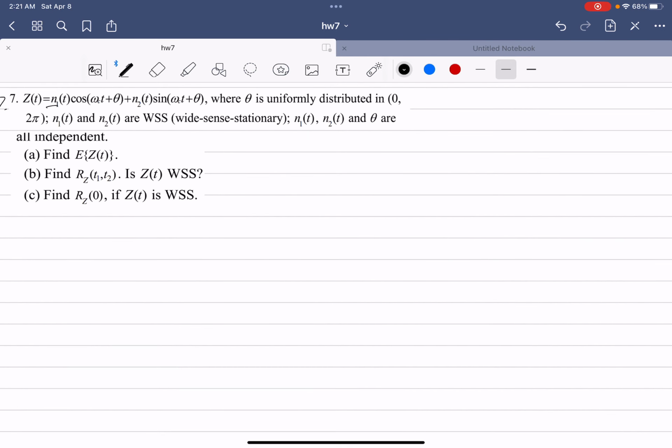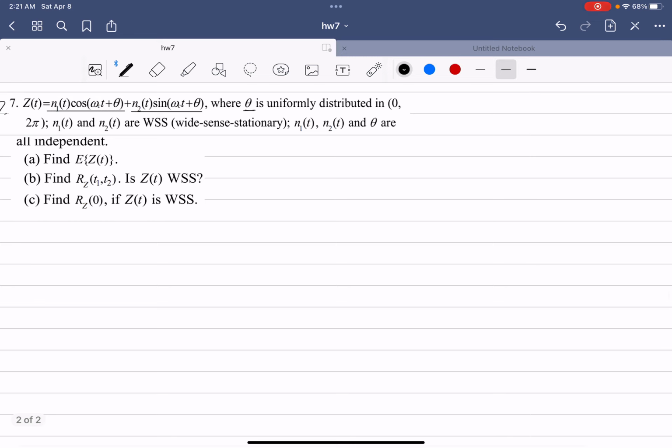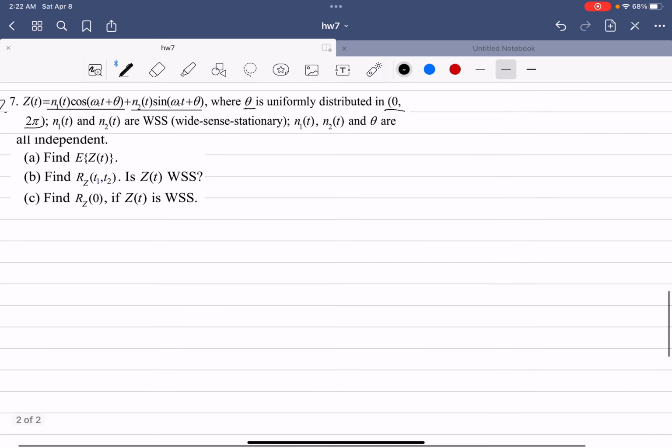Zt is the first part plus the second part, where theta is uniformly distributed in a range from 0 to 2 pi, and we are given that N1T and N2T are wide-sense stationary, and N1T and N2T and theta are all independent.